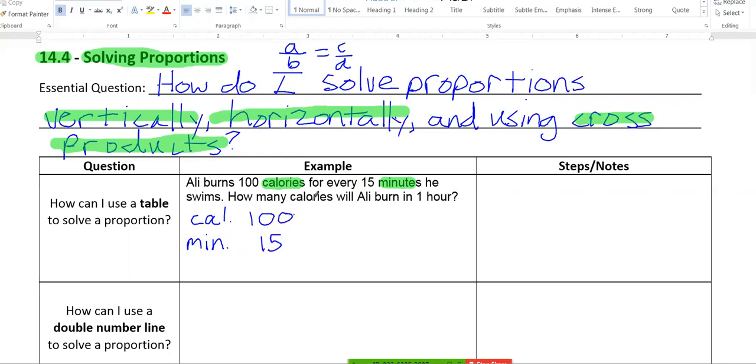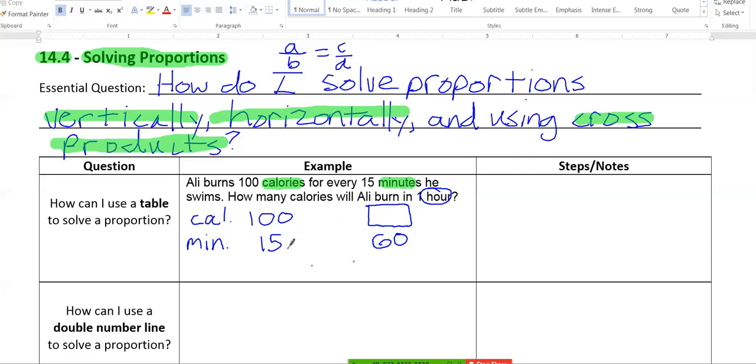And we want to know how many calories will Ali burn in 1 hour. Wait a second. Minutes, hours. What's the conversion? How many minutes in 1 hour? 60. So we don't want 15 minutes. We want 60 minutes, which is an hour. And we're going to have to get the number of calories that are burned in that 1 hour. This is the mystery number. So these are really equal fractions. I could write this as an equation, but instead, we're just going to go from 15 to 60.